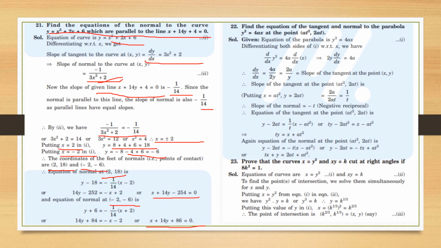Next is, find the equation of tangent and normal to the parabola y² is equal to 4ax at the point (at², 2at).